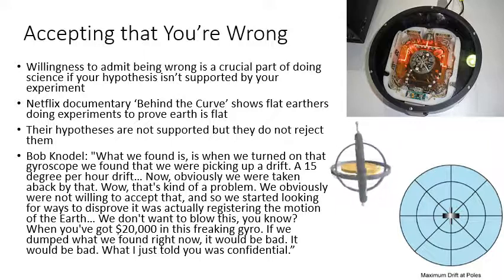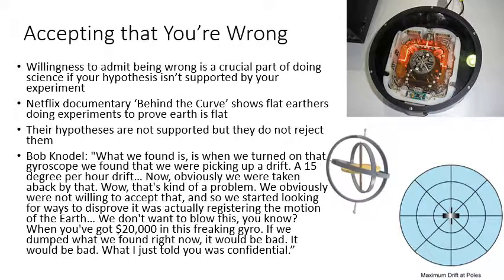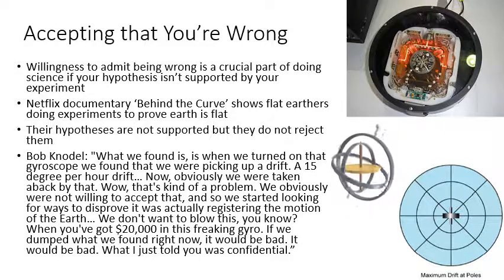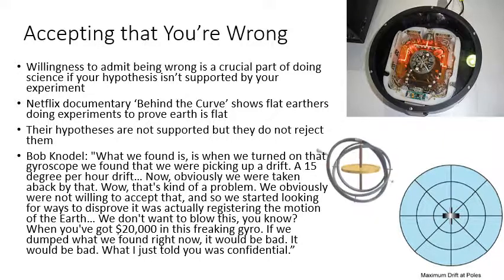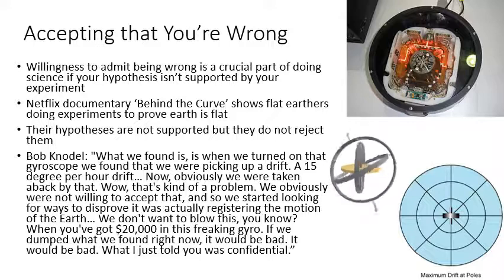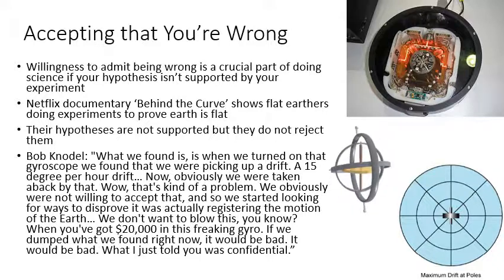And so they were buying this gyroscope and using it to measure the drift of the Earth, and they were expecting to not find any drift, because if the Earth is flat, it doesn't rotate, and you're not going to find that drift. You would only pick that up if you have a round rotating Earth. So Bob Knodel had this to say about the outcome of that experiment.